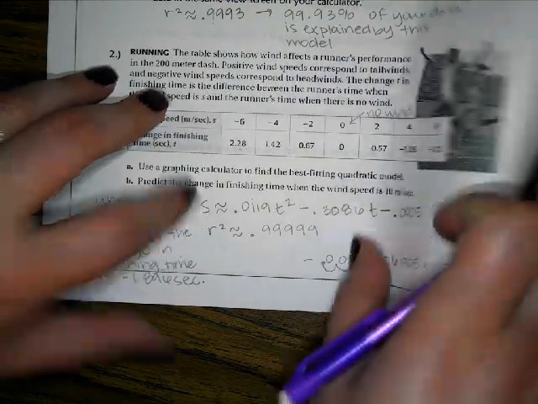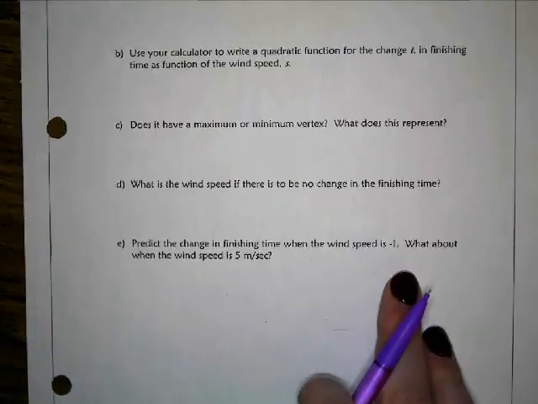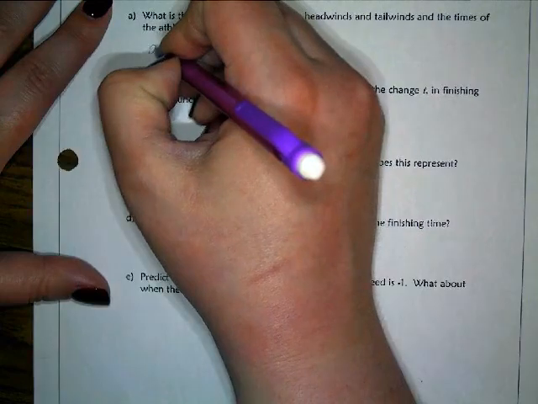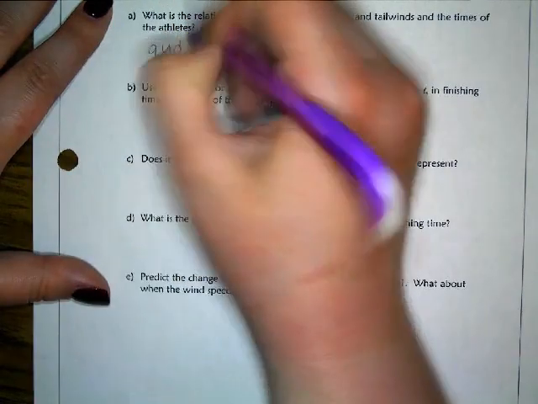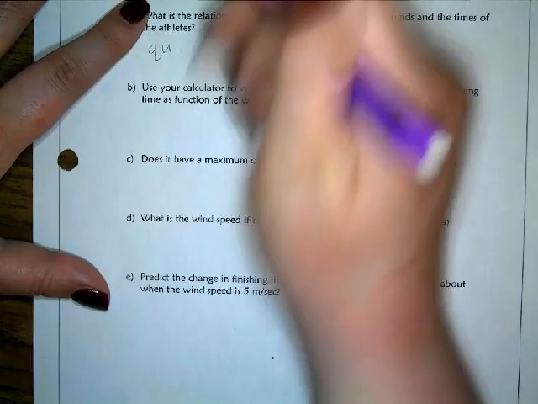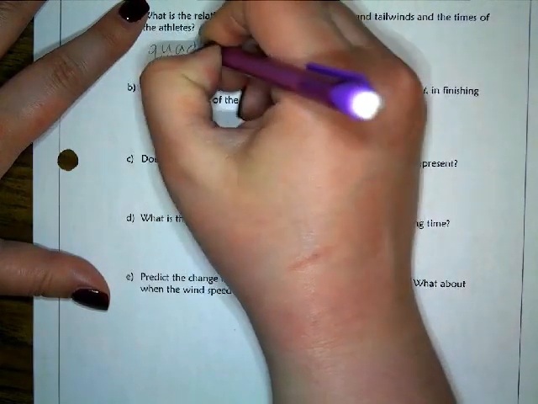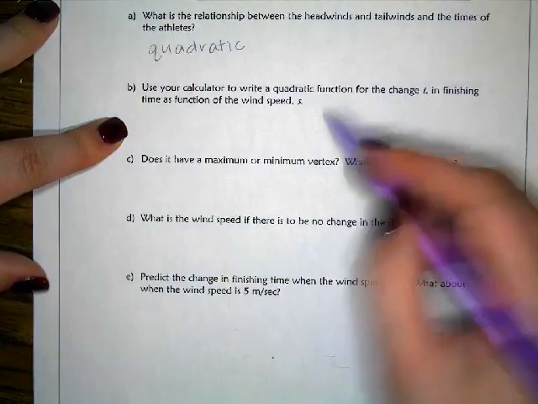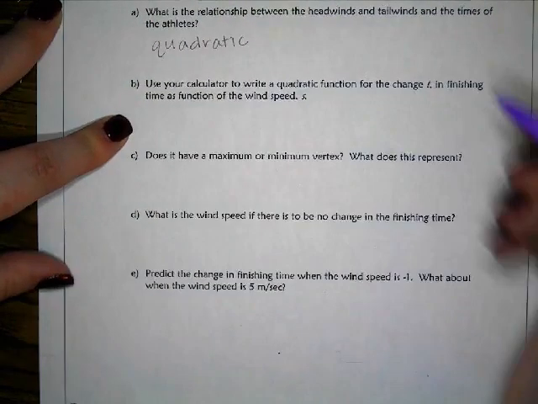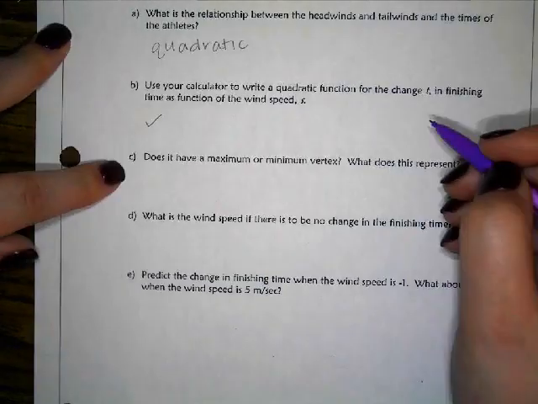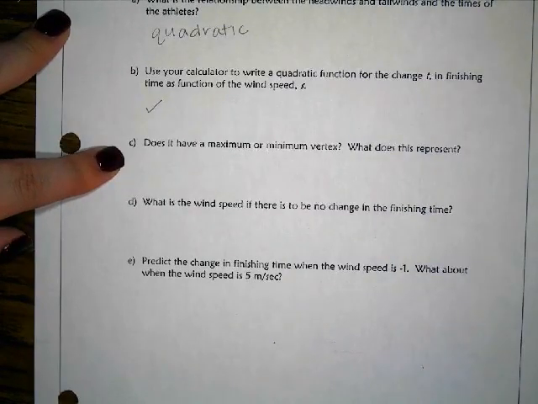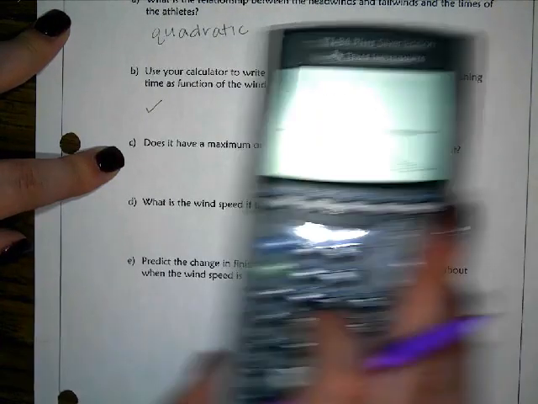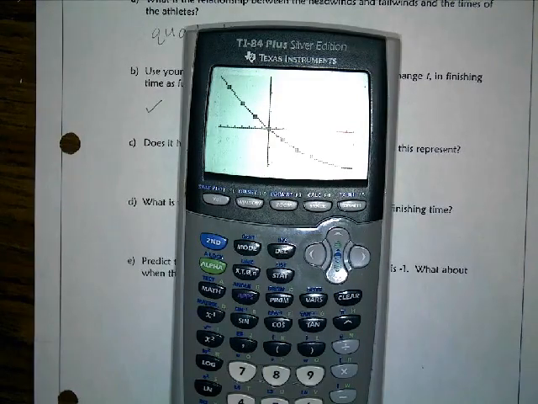So over here it says, what is the relationship between the headwinds and tailwinds and the times of the athletes? I'm going to say it's a quadratic relationship. Oops, I almost spelled quadratic wrong. Use your calculator to write a function. We already did that. I'm just going to put a check here because we already did it. Does this have a maximum or a minimum vertex? It has a minimum.